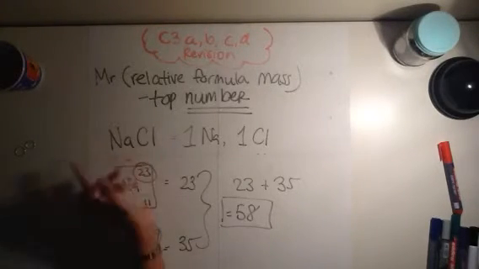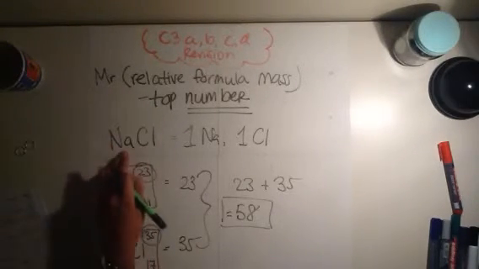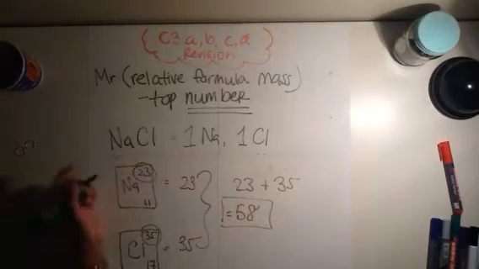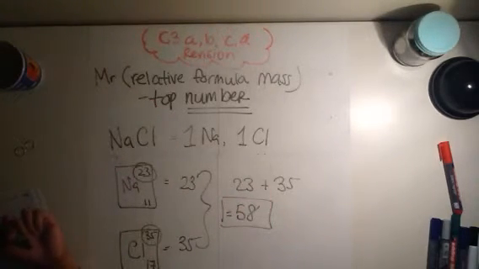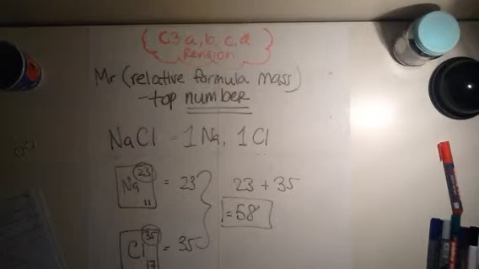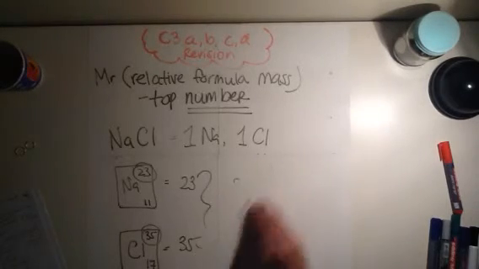If you're not given it as a formula, like say if you're just given sodium or if you're just given chlorine on its own, you just look for it, find the number on top, and that's it. So very straightforward for relative formula mass. I hope that does help. Again, you'll be given the periodic table during the exam, so you don't have to worry about memorizing any of these.